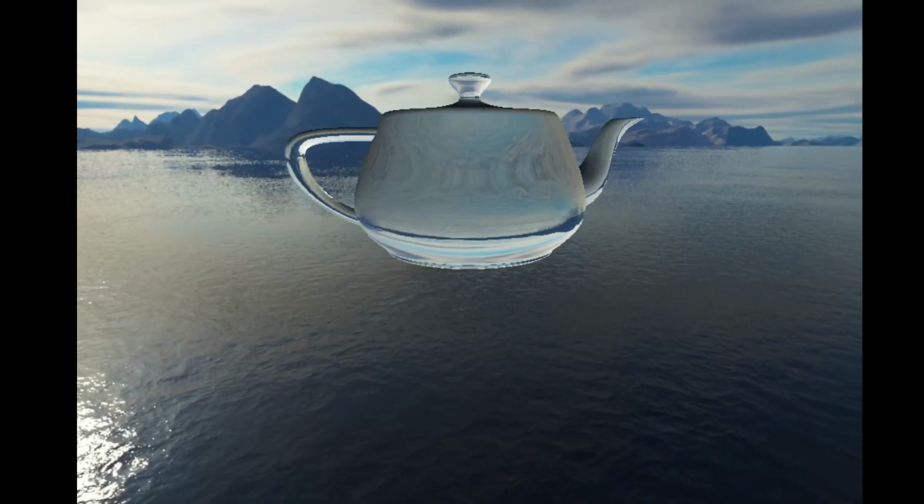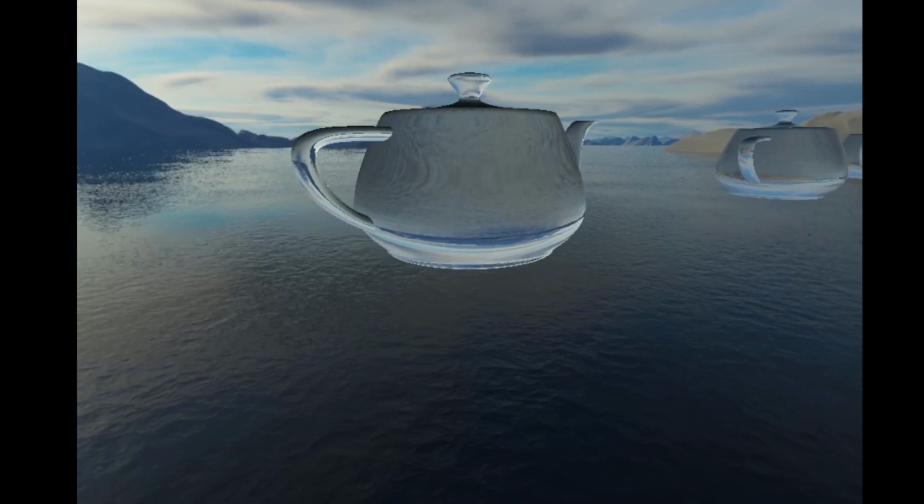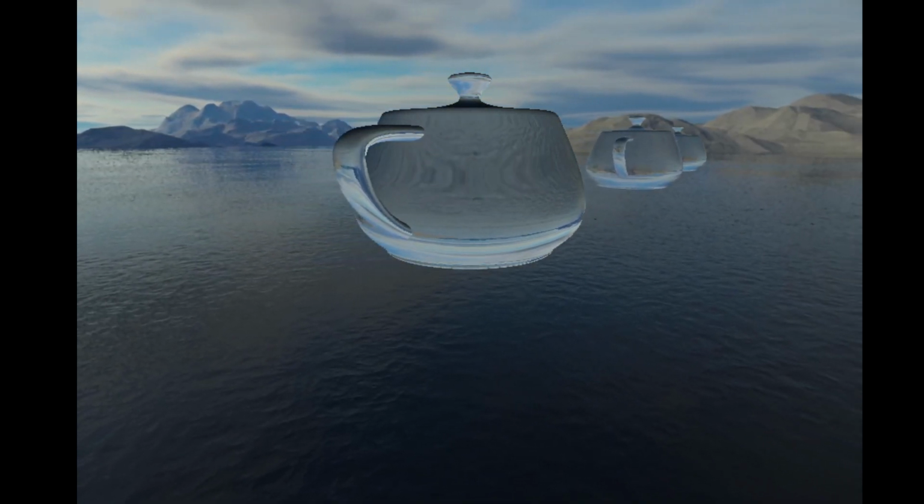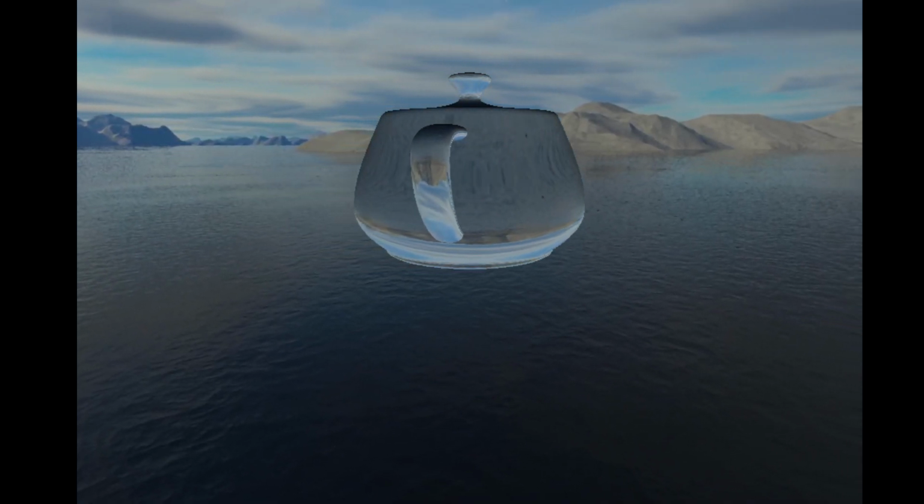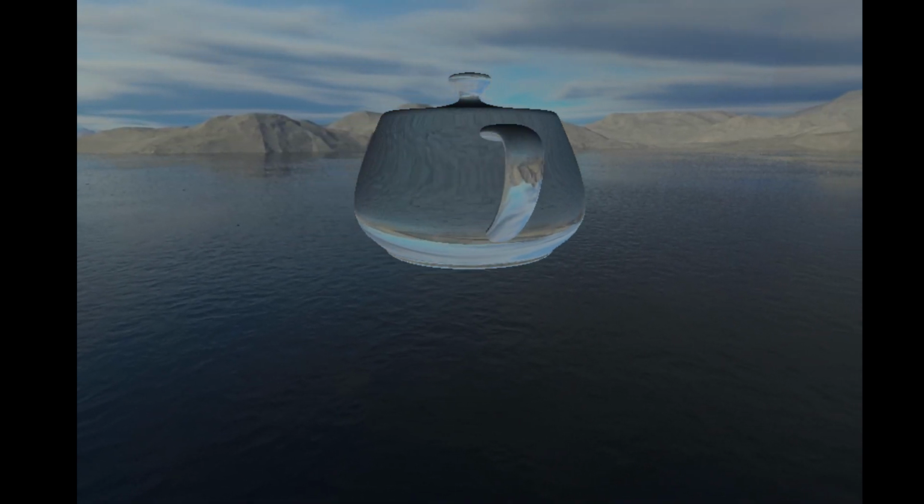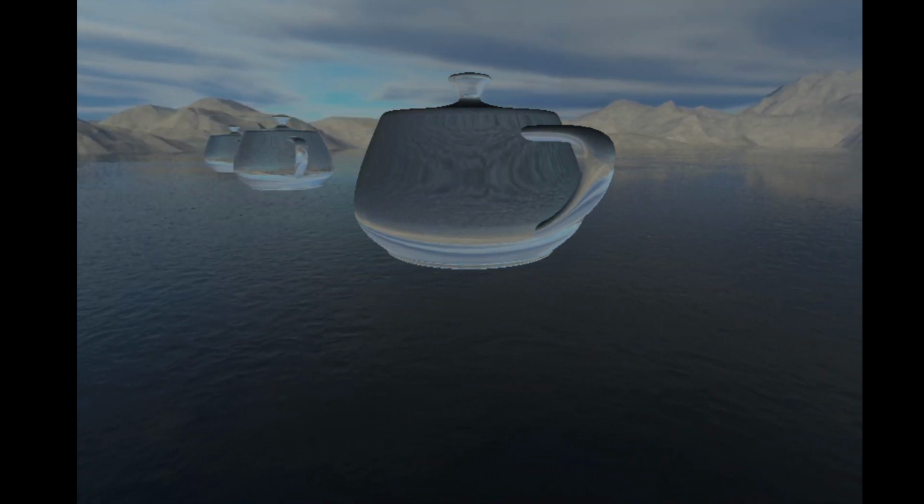This model of refraction only uses a single instance of refraction, where in reality light would refract when it enters the object and also when it exits. But this representation is often suitable enough for many applications.